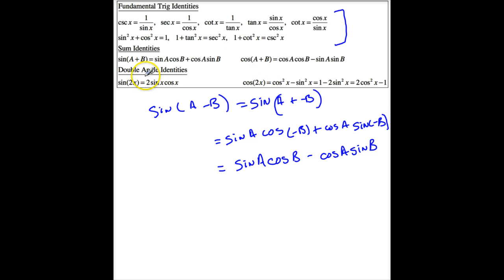Now for the double angle identities, this one is essential. We'll use it all the time. For the cosine double angles, basically, yes, you have to memorize all three different versions. And you use the version that makes your life simpler. So make sure you understand these.